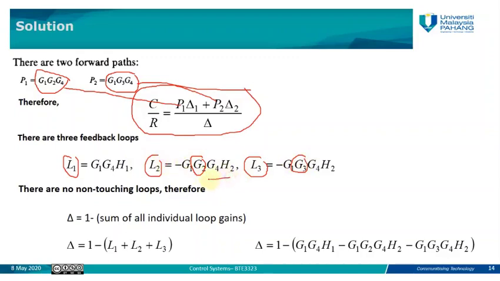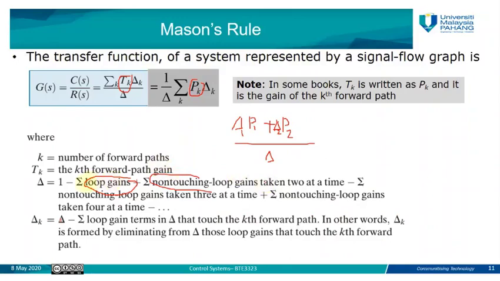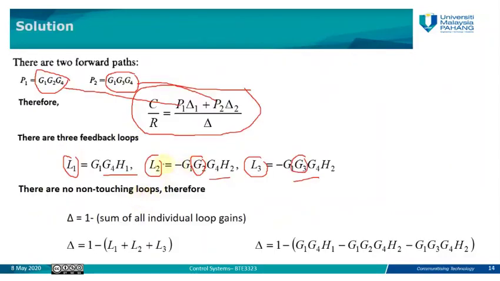We are going to use these gains in the formula of delta. You can see the formula of delta here. It says the summation of loop gains. So the delta value will be 1 minus the summation of the loop gains, which are G1, G2, G4, and so on. L1, L2, L3 will be substituted in the formula to find the value of delta.